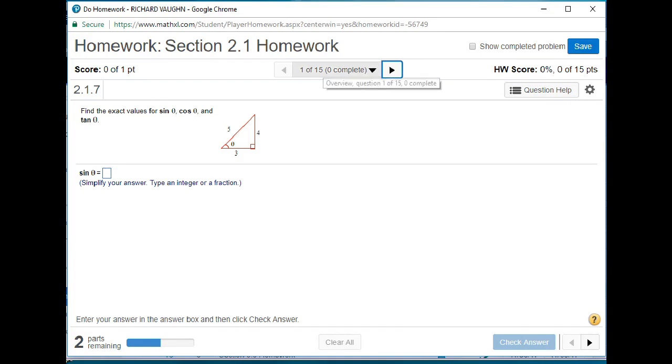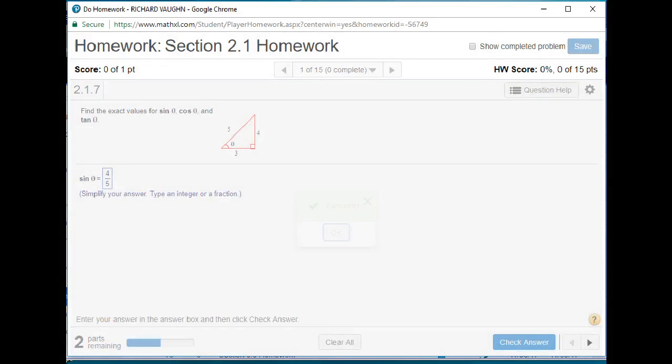All right, so we're going to start with question 1. This is from section 2.1. So find exact values for sine, cosine, and tangent. The thing you want to remember here is SOHCAHTOA, S-O-H-C-A-H-T-O-A. So sine is opposite over hypotenuse, cosine is adjacent over hypotenuse, and tangent is opposite over adjacent. So let's see, sine of theta, here's theta. Sine would be opposite 4 over hypotenuse 5, so 4/5.